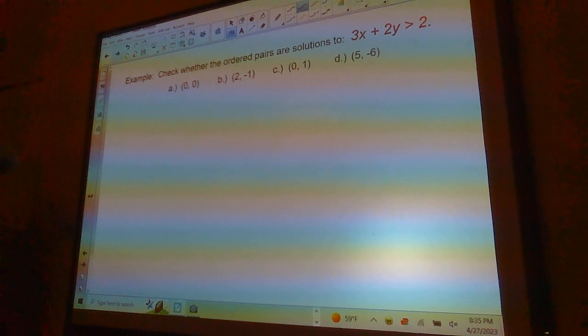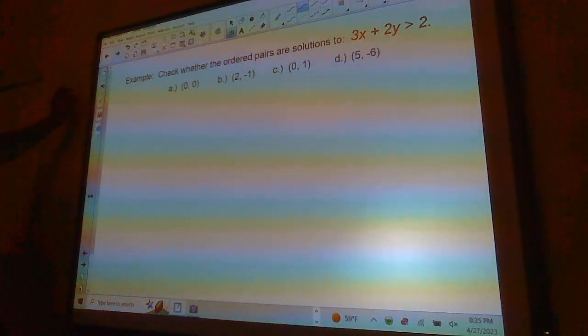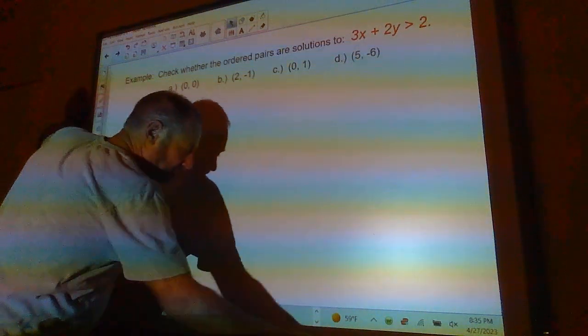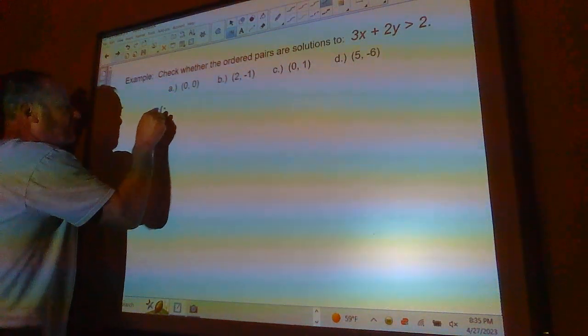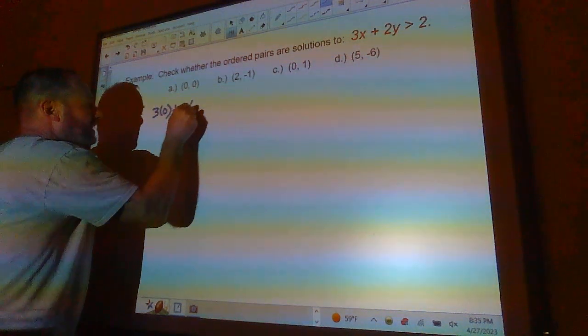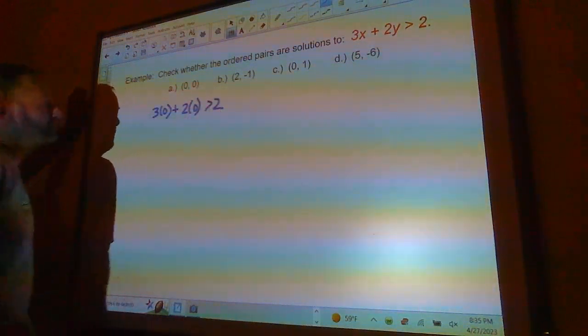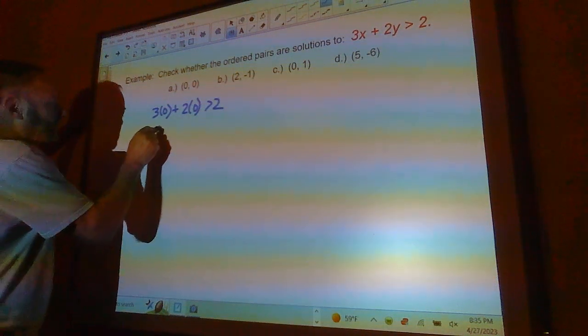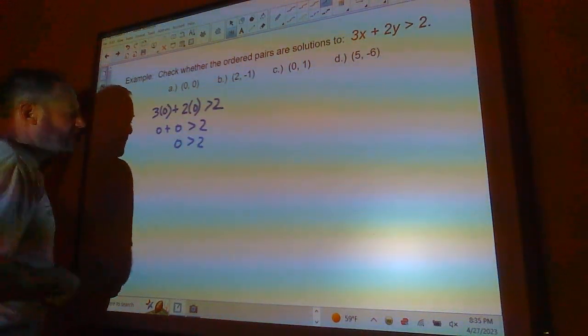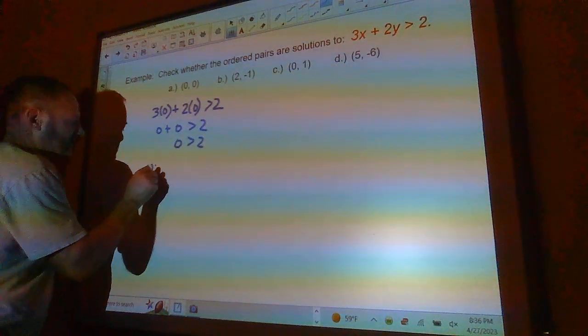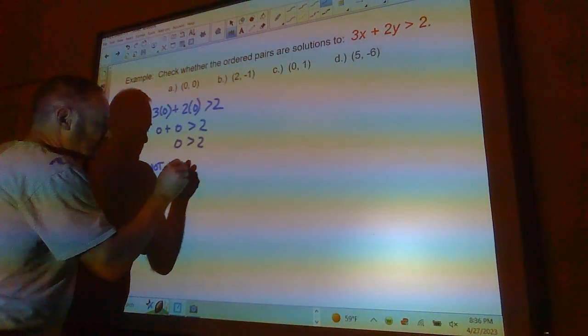Check whether the ordered pairs are solutions to 3x plus 2y is greater than 2. It's very simple to do. You're just going to take the x and y and substitute them in. So this one would be 3 times 0 plus 2 times 0 would have to be greater than 2. Obviously this is 0 plus 0. 0 is not greater than 2, so it is not a solution.